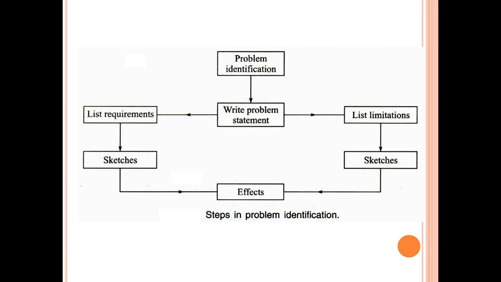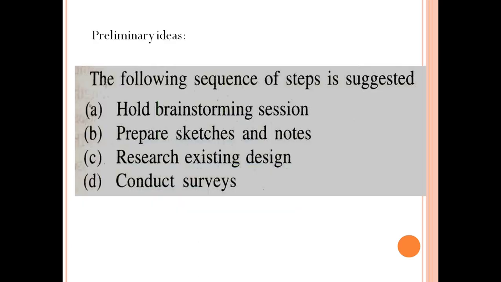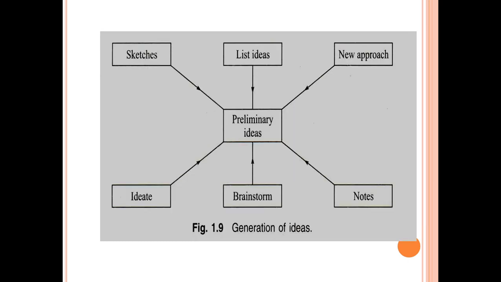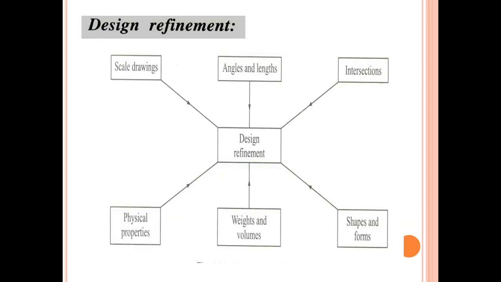Write a statement, list the requirements, list the limits, sketch what is the effect. You will list out the requirements for a sketch. This is preliminary. There is a brainstorming session. Prepare the sketch and then discuss. Research existing designs. Conduct a survey. This is the generic idea. Already we know about the new approach, list of ideas, sketches, brainstorming notes, all those things to get to a final solution.